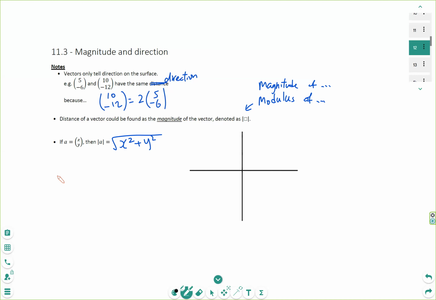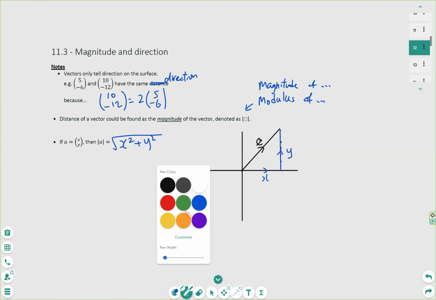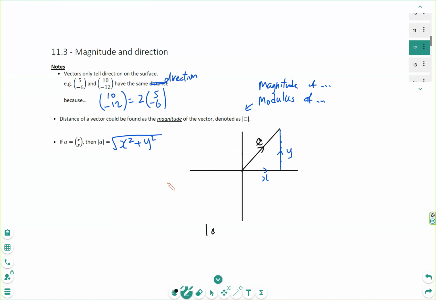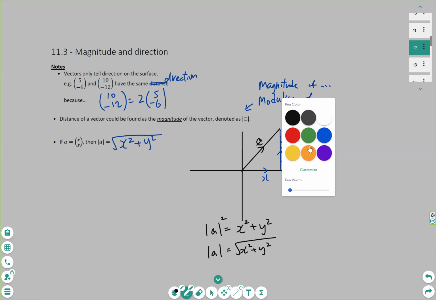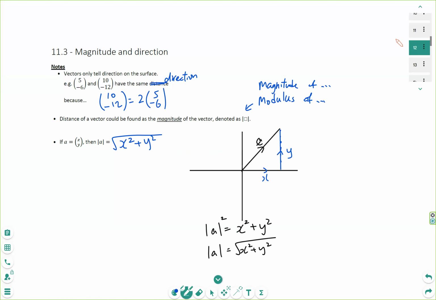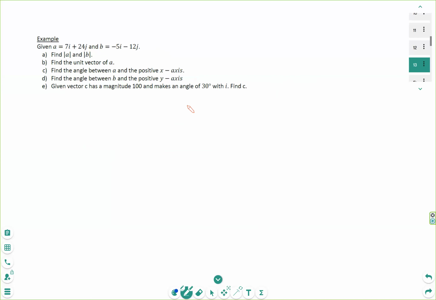If you try to use here, e.g. in here, let's call this a. So the vector a has x and y. Let's say x and y are both positive, doesn't matter, to be honest. X to the right and y upwards. Then the distance of the black line, using Pythagoras, the distance squared equals x squared plus y squared. So distance equals the square root of x squared plus y squared. Simple as that. It's just because of Pythagoras. Right, anything I have to mention? Nope. Let's jump into an example.